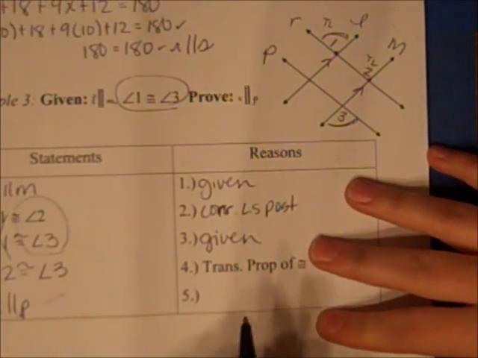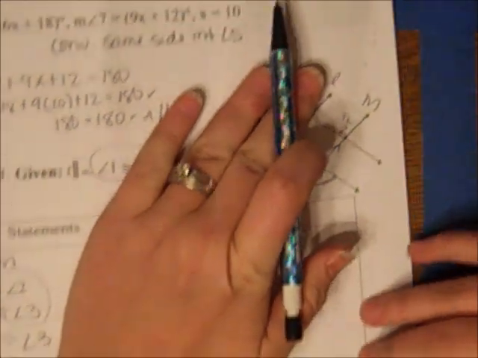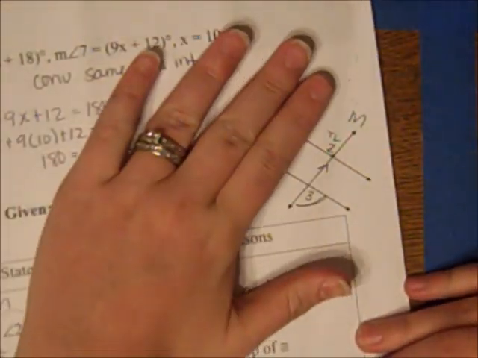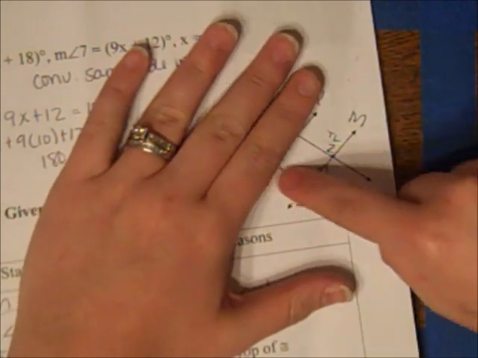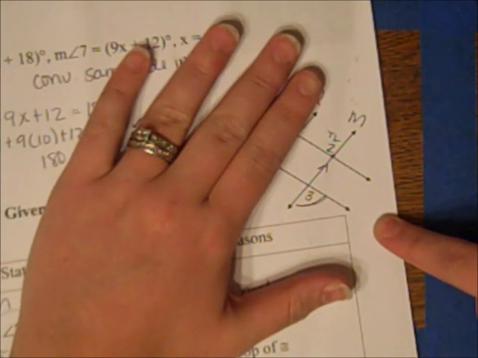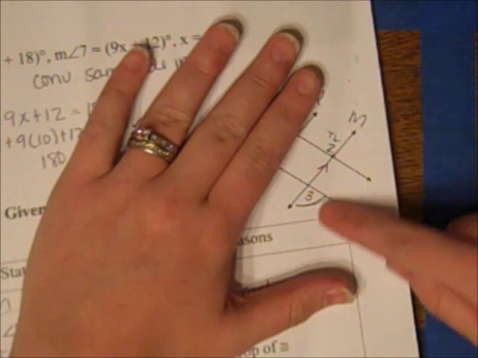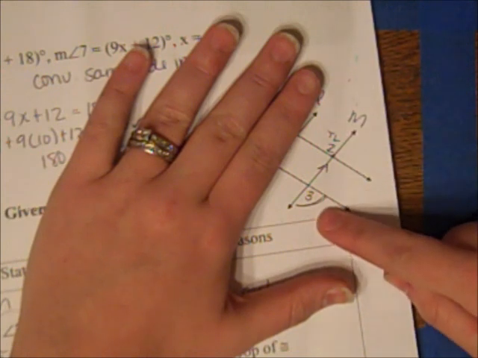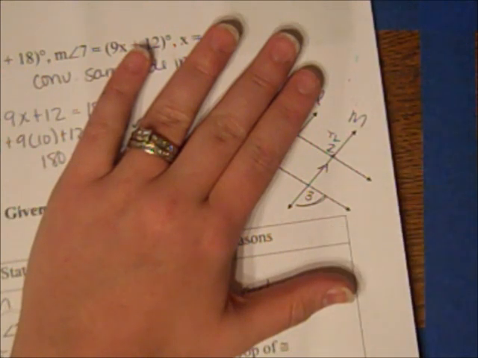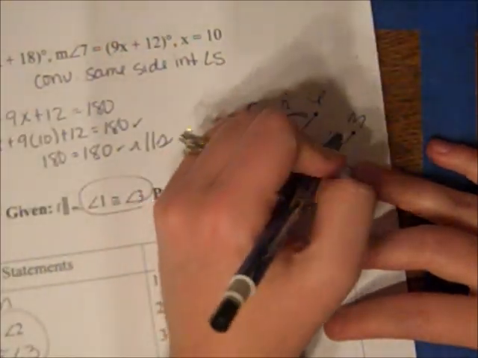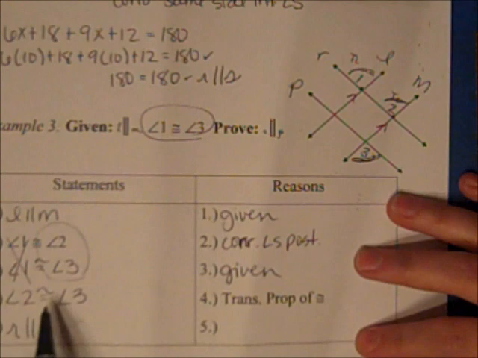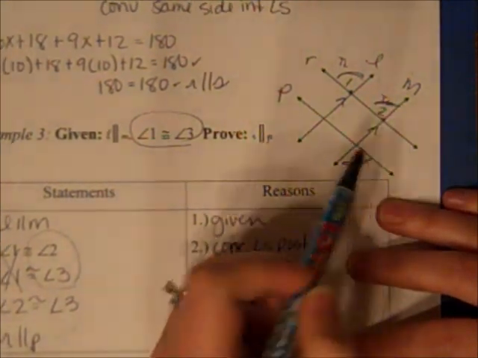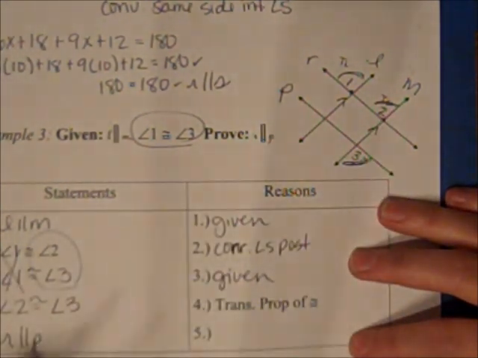Okay, so now I'm done with angle 1, so I can just look at this picture this way. So now M becomes my transversal and R and P become the lines that I want to talk about. So looking at angle 2 and angle 3, I know that they're congruent because I just figured that out. Well, what kind of angles are angle 2 and angle 3? They are alternate exterior. So if they're congruent and they're alternate exterior, what does that mean? Well, it must mean R and P are parallel.